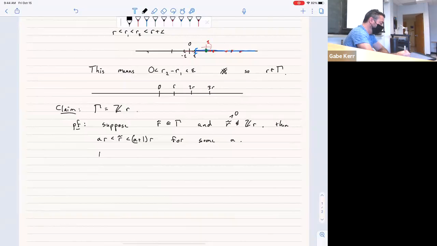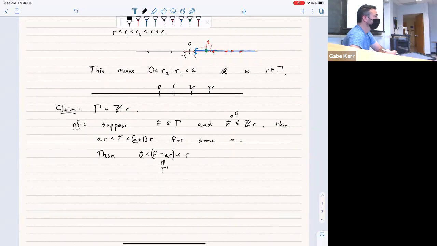All right, but then if I subtract AR, I get 0 is between AR and R. This is an element of GAM, again. But we just said R is the uniquely defined element, so that nothing in GAM is between 0 and R. So this is a contradiction.